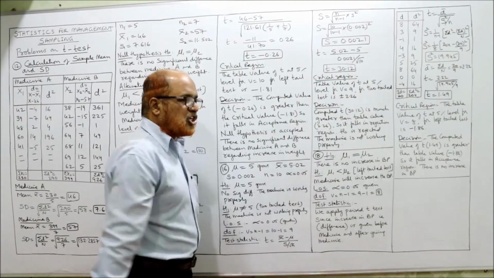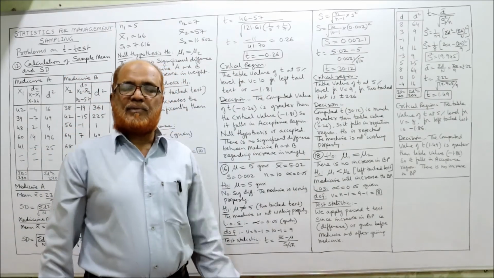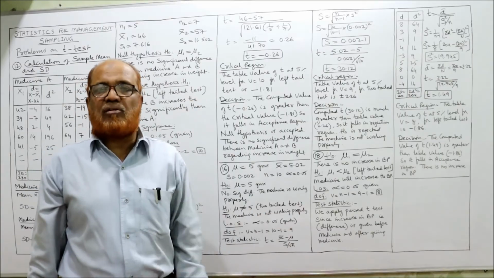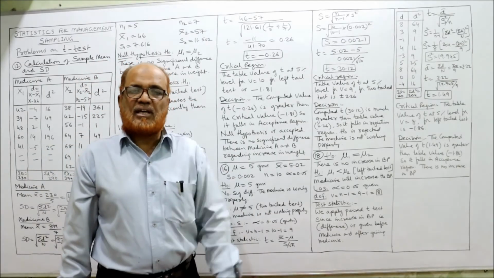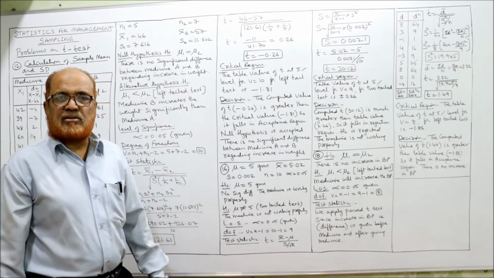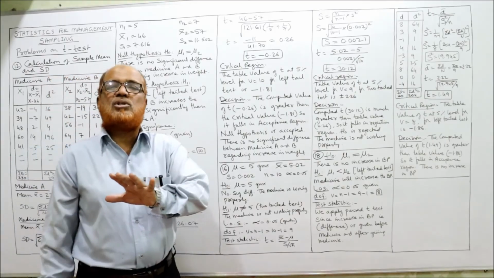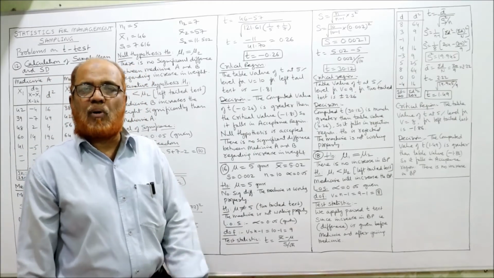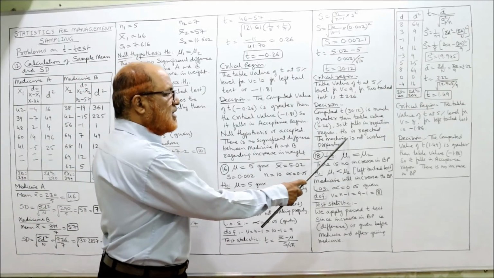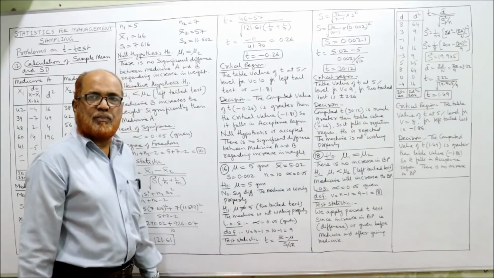So it falls in rejection region. The computed value is very, very high. So it falls in rejection region. So we reject the null hypothesis. Null hypothesis we reject. Alternative hypothesis we accept. What is the alternative? The machine is not working properly. So the machine is not working properly. That's it. This is the end of 16th problem.